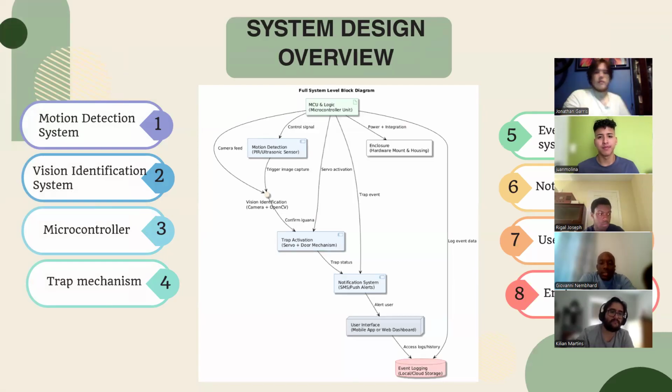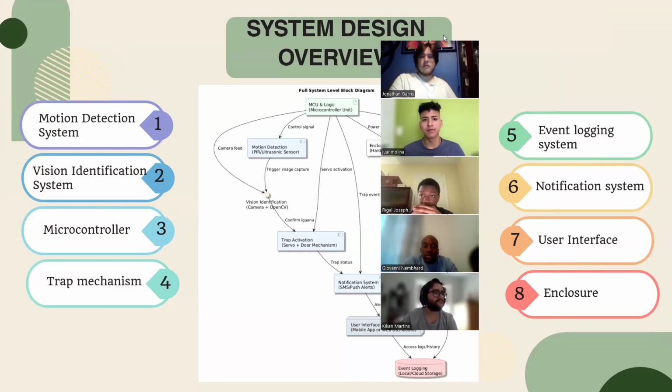All right, so the system design. This block diagram basically shows the major components and how they interact. So we have our motion detection system, our vision identification system, our microcontroller, trap mechanism, event logging system, notification system, user interface, and our enclosure. So each system has its clear responsibility.